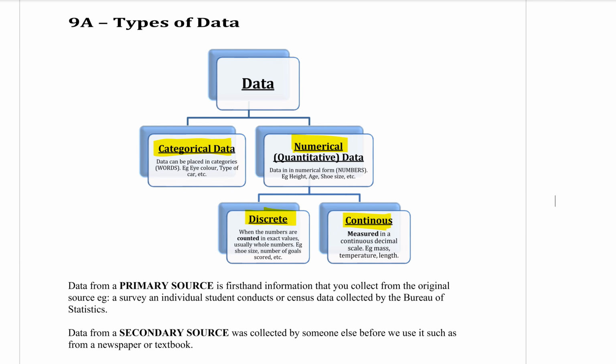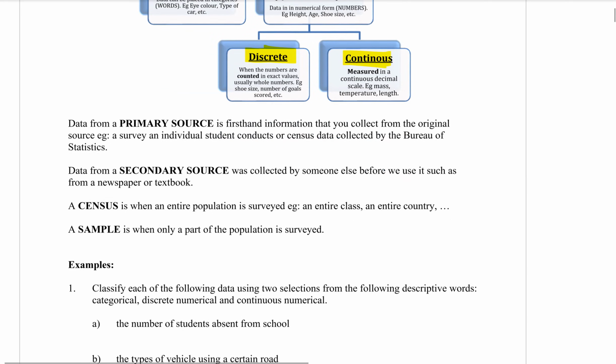Okay, so next thing. Data can be collected from a primary source, which means that it is first-hand information that you collect from the original source. So, for example, a survey of an individual student, or a census collected by the Bureau of Statistics. That didn't make a lot of sense, that sentence, did it? Let me read that again.